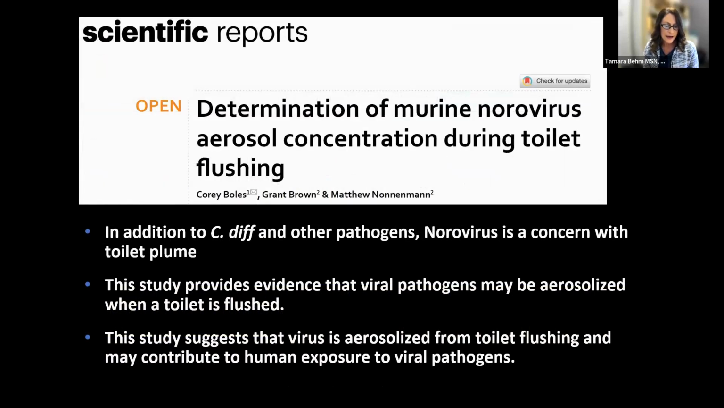So now, in a scientific report that was published by Corey Bowles, Grant Brown, and Matthew Noneman, when flushing a toilet, we all know the power of a hospital toilet, right? For example, if it flushes and you're still sitting on it, that's a problem too, right? Because you get sprayed. We all know the power. It has much more force than your home toilet.